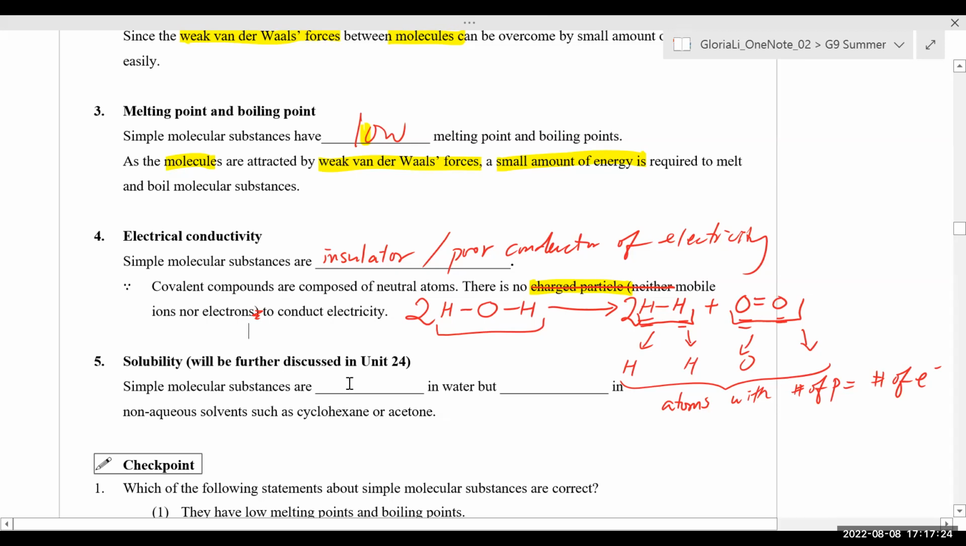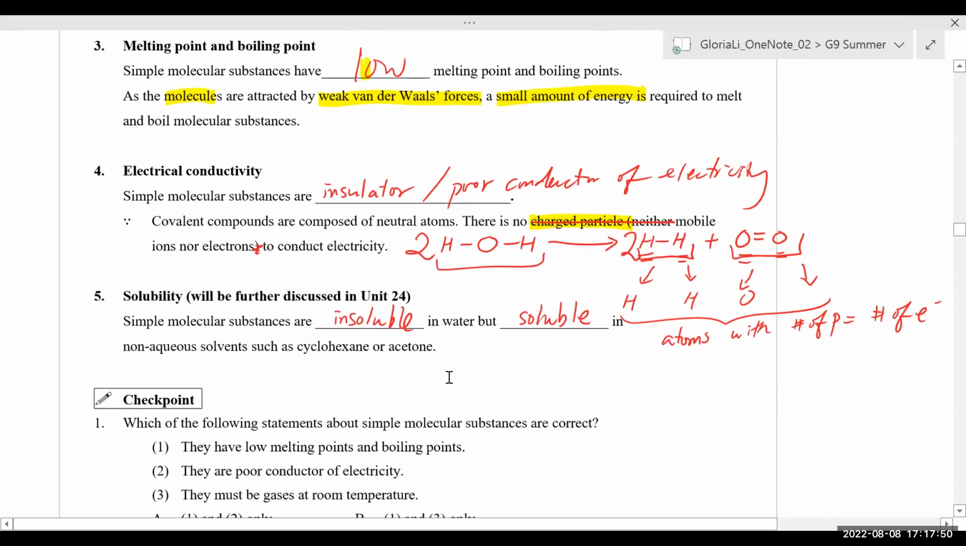For the solubility, you don't need to know much. You just need to know the ideas. Simple molecular substances, for example iodine, are relatively insoluble in water, but quite soluble in organic solvents, just like cyclohexane and acetone. The detailed explanation will be given in Unit 24.